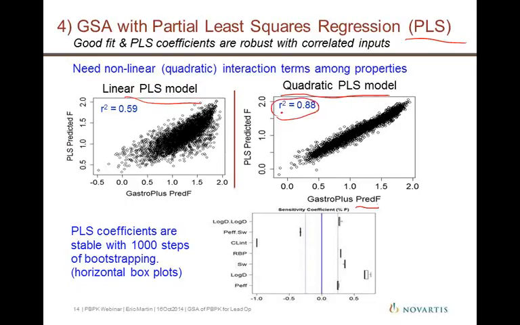In this case, the correlation coefficient was 0.88. So we felt that that was a good enough model that we could interpret the coefficients.